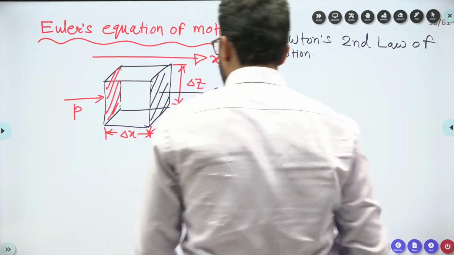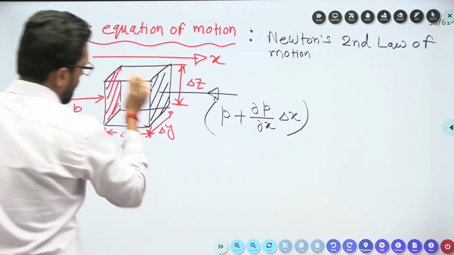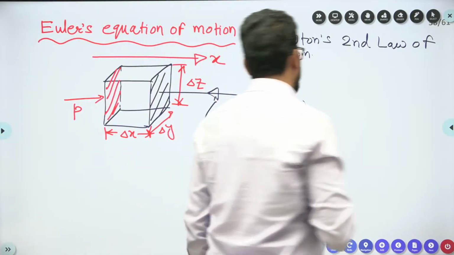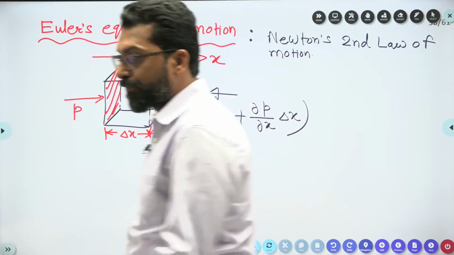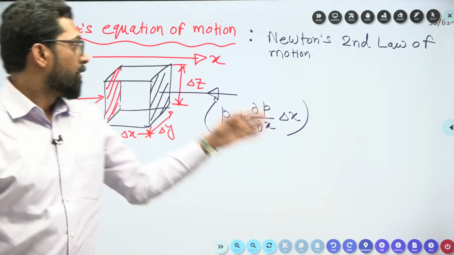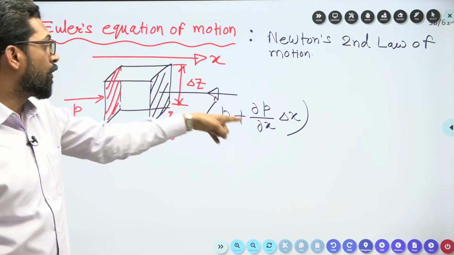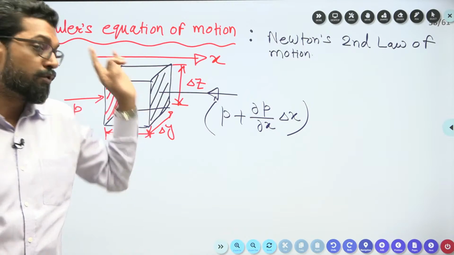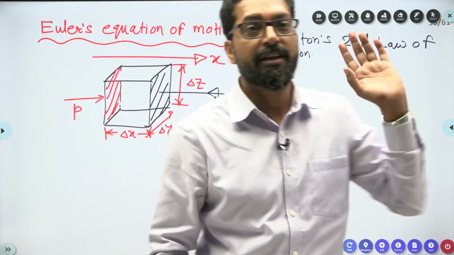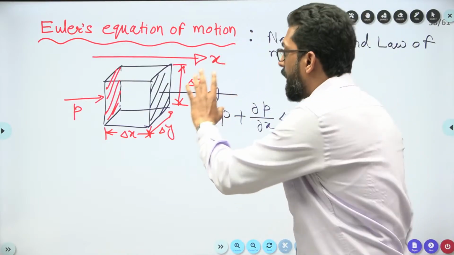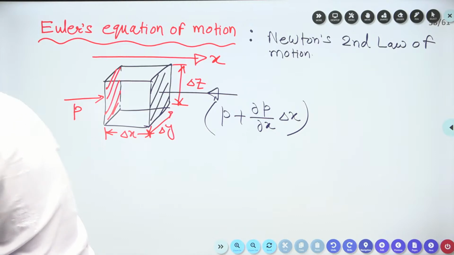Motion is along the x-axis. There is no shear stress because the fluid is inviscid, so there is no surface force. The only forces are the body force and the pressure force. No surface force, because there is no shear stress, because the fluid is inviscid. Okay, no problem at all.